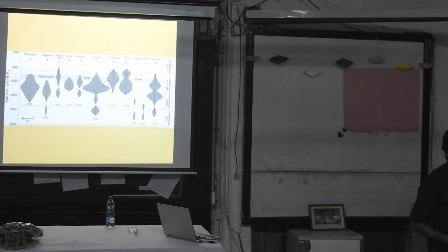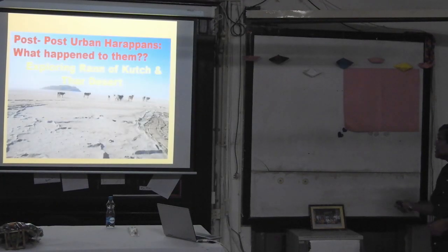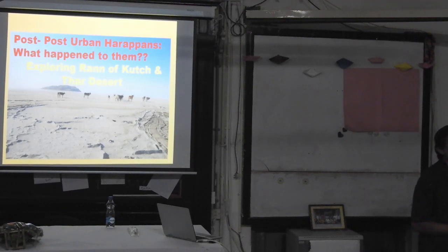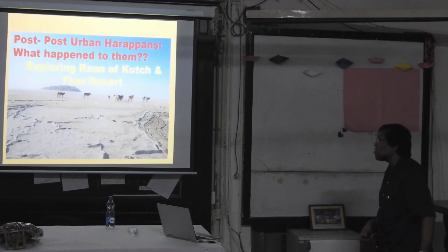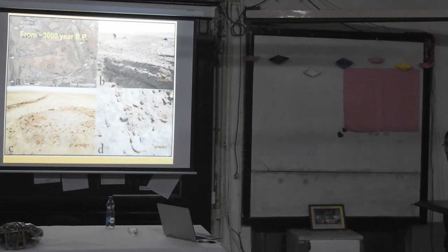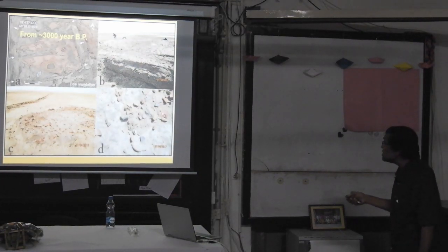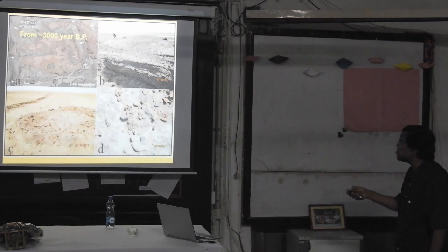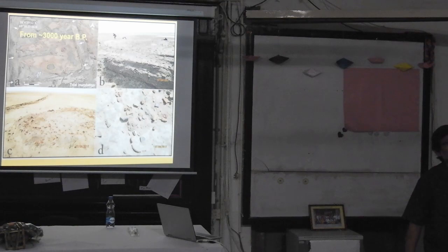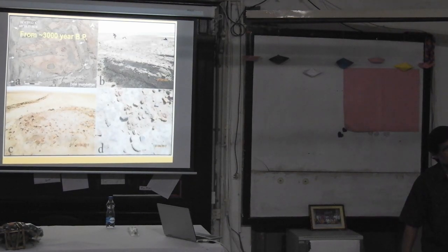While we were doing these things, one question we also asked: what happened to these people, these post-collapse Harappans? Where did they go? We started exploring in the Rann of Kutch and the southern part of Saurashtra. And what did we find? These remains. These remains are from 3,000 years ago. Remember that the Indus Valley civilization ends at roughly 3,900 years. It goes maximum up to 3,300 years.